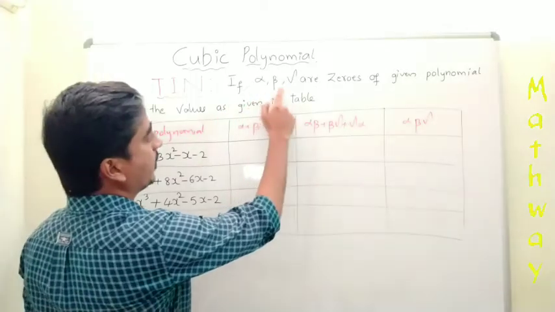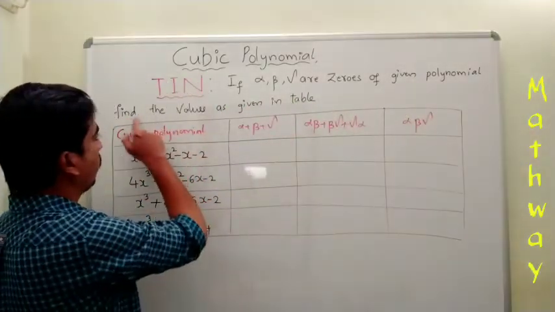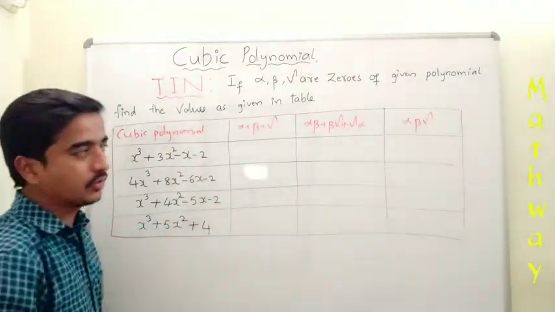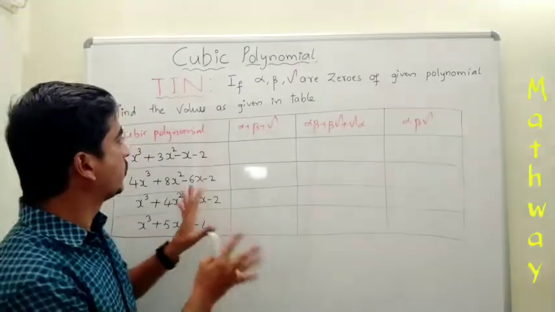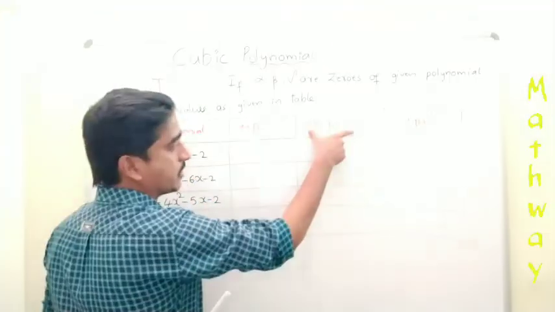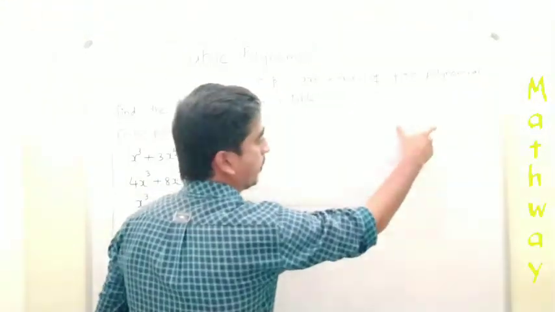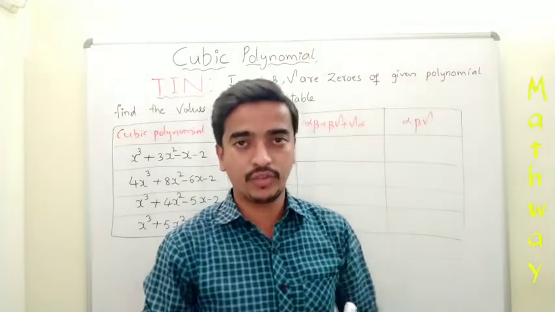If alpha, beta, gamma are zeros of the given polynomial, find the values as given in the table. So here alpha, beta, gamma are the zeros of the polynomial. So we have to find these terms: sum of the zeros, sum of product of zeros, and product of zeros, by using the relation between the zeros and coefficient of terms.